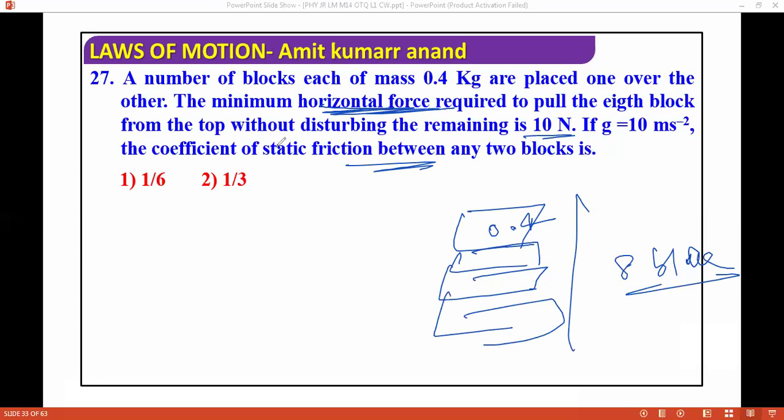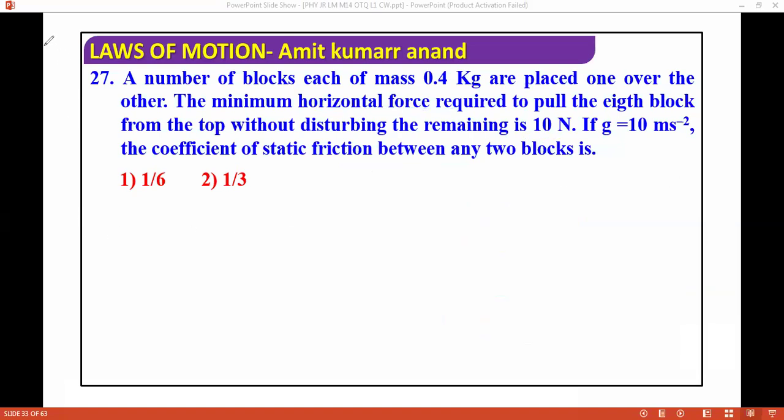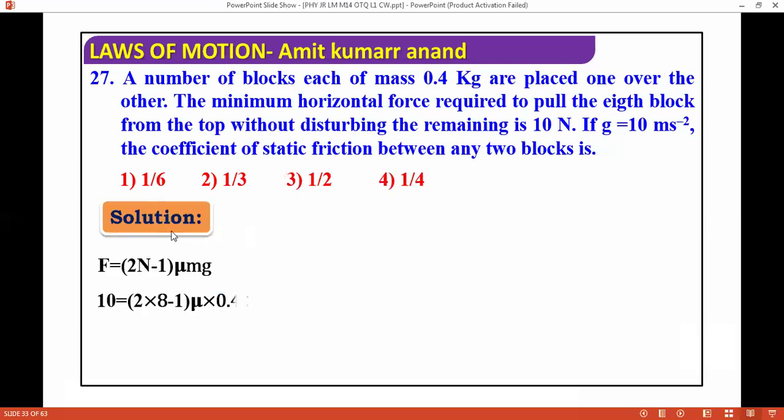So the question asks about 8 blocks and pulling the one at the top without disturbing the rest. See where we are applying the force. The minimum horizontal force required to pull the 8 blocks is applied from the top. So if we apply the force from the top side, it is a different calculation than from the bottom side. So basically, I derived the relation over here.